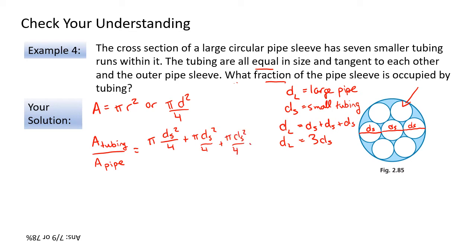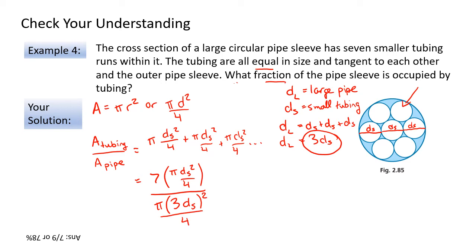Okay? 7 times, or that's equal to 7 times that area calculation. So pi times the diameter squared, or ds squared, divided by 4. Okay? And that's divided by the area of the pipe. And that's simply, remember, pi times the large diameter, which remember is equal to 3 times the small diameter, so 3 times the small diameter squared divided by 4.